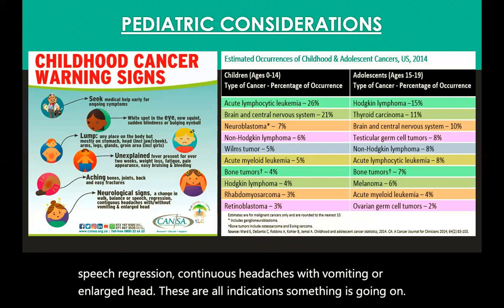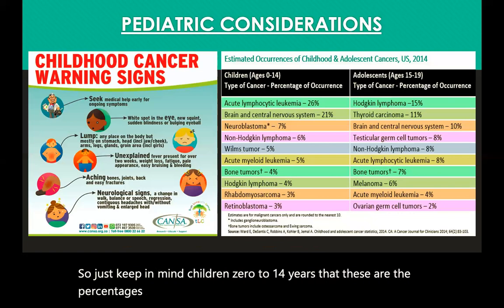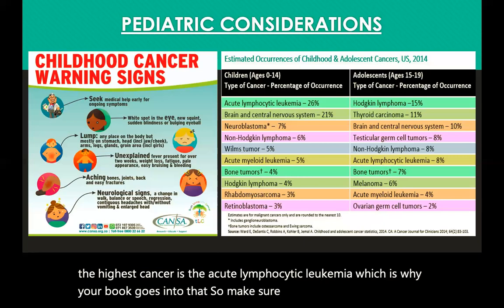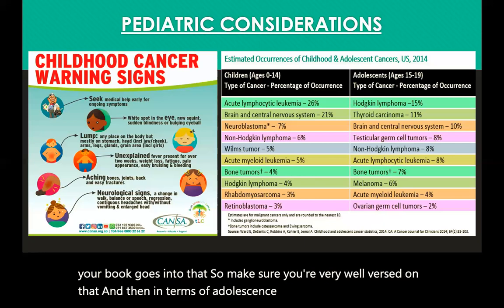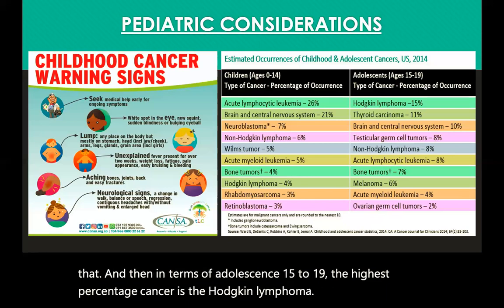So just keep in mind, for children 0 to 14 years, these are the percentages of cancers in the age group of 14 and below. The highest cancer is acute lymphocytic leukemia, which is why your book goes into that. So make sure you're very well versed on that. And then in terms of adolescents, 15 to 19, the highest percentage cancer is Hodgkin lymphoma. So just be very conscious of that too.